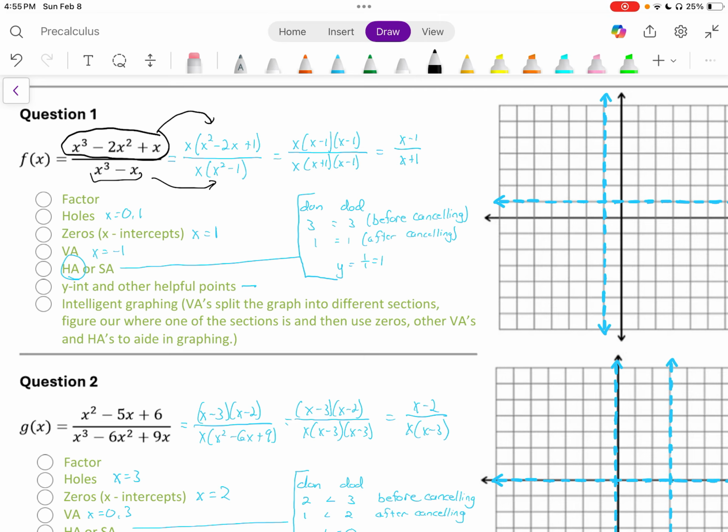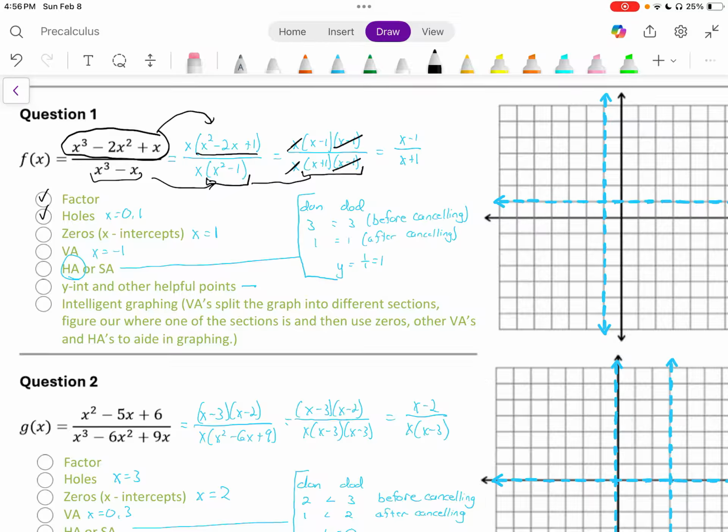Continuing to factor, we still have our x squared minus 2x plus 1 factors to x minus 1 times x minus 1, and x squared minus 1 is a difference of squares, so that factors to x plus 1 times x minus 1. So we factored. Now we can do some canceling, and the canceled factors will help us with our holes. So x equals 0 is a hole, and then we can cross these two out. x equals 1 will be a hole.